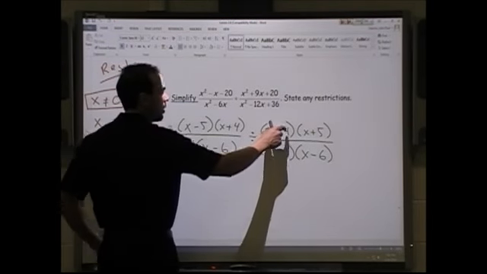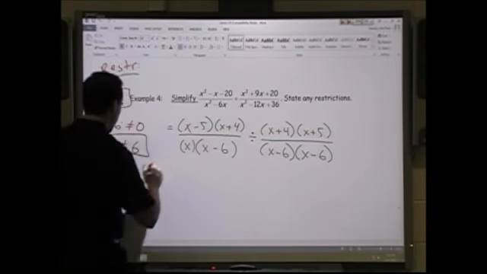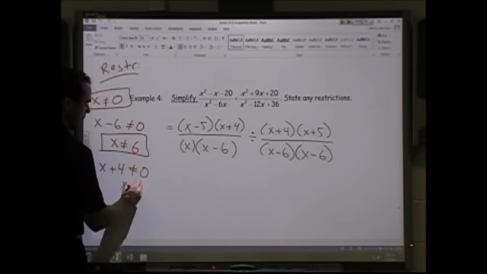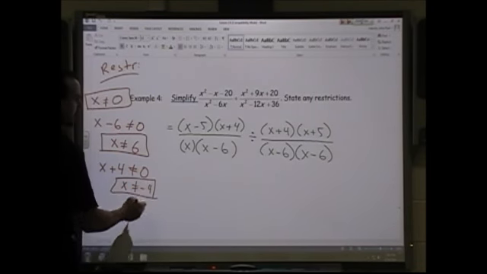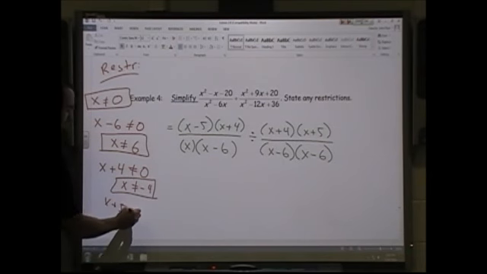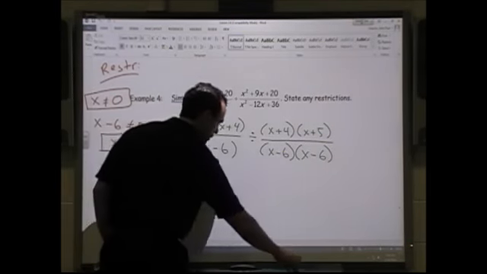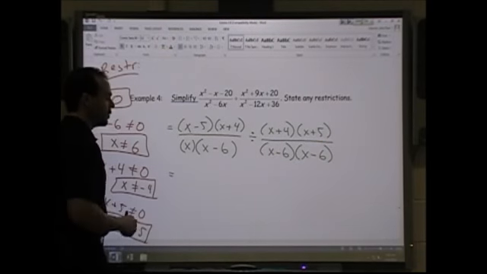But this one here, remember, the numerator of the second one, x plus 4, cannot equal 0. That means x cannot equal negative 4. And the last one, x plus 5, cannot equal 0. That means x cannot equal negative 5. So those are my restrictions. You either get it wrong or right, so you can't have too many, you can't have too few.